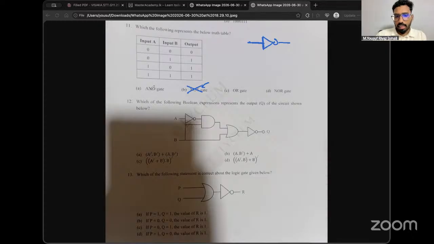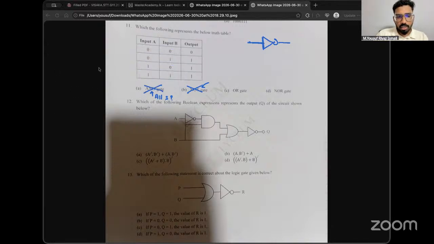First, let's check the AND gate. The AND gate gives you one only when all the inputs are one. If all the inputs are one, the output is one. So if you compare all the rows, first, second, third, and fourth row, in which row do we have all the inputs as one? Only the fourth row. Is the truth table giving you one only in the fourth row? No. So the AND gate is also wrong. Now we go to the next option.